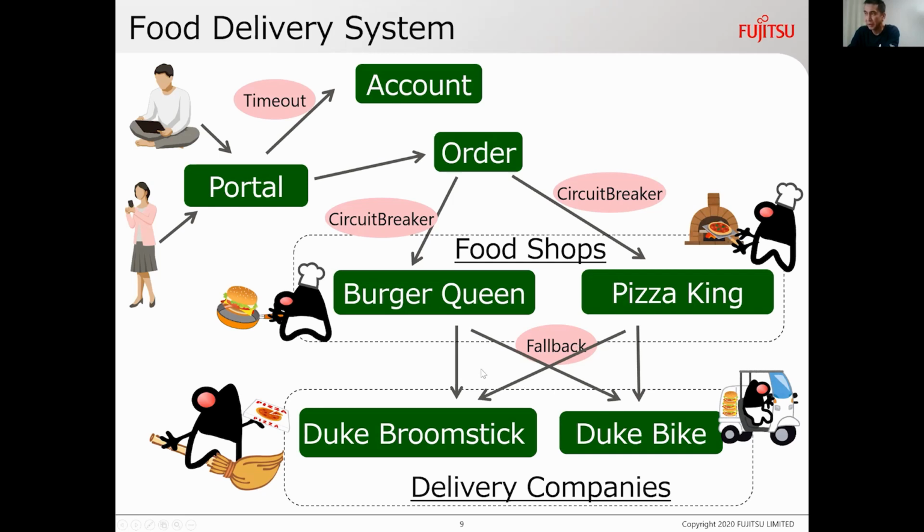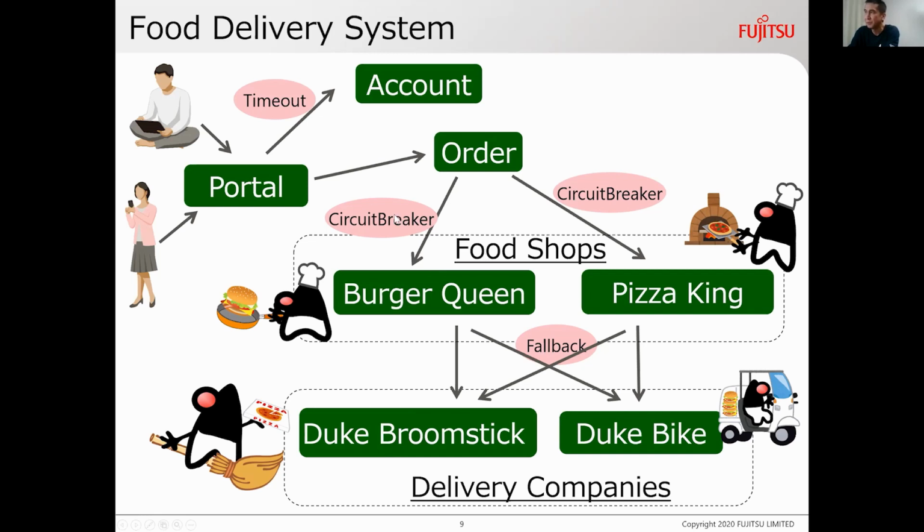And here we can use fallback. For example, if Broomstick has something wrong, in such a case, the burger service switches from Broomstick to Bike because the customer doesn't care which delivery company delivers the food. So in this case, we can use fallback.